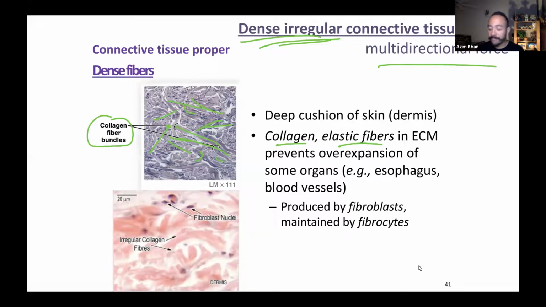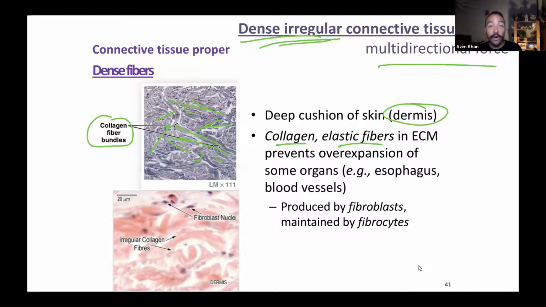It's a trade-off. We find dense irregular in, we're going to learn about all the layers of skin, but it's the intermediate layer of skin. It's called the dermis. You've got areolar, the superficial connective tissue, and then you've got dense irregular, and then adipose. So dense irregular is providing this tough multi-directional force, and lets your skin have some malleability.